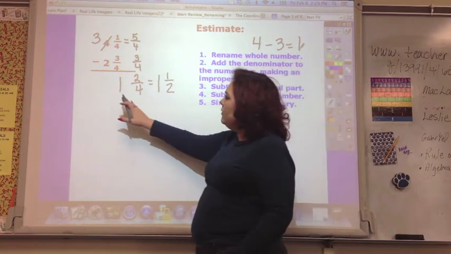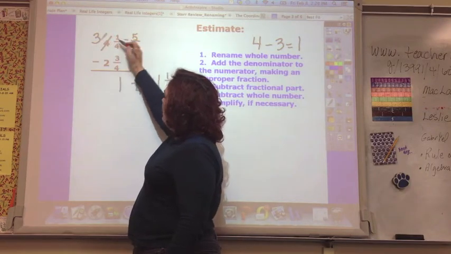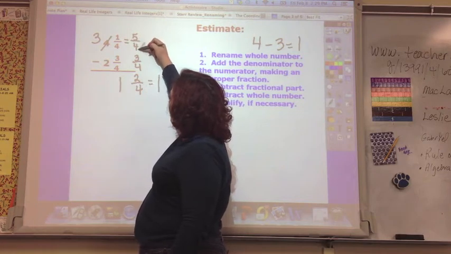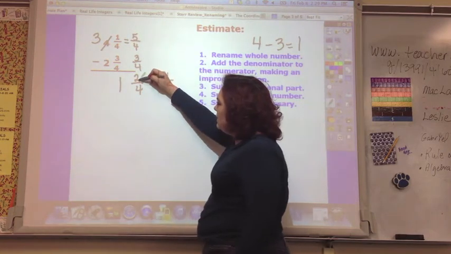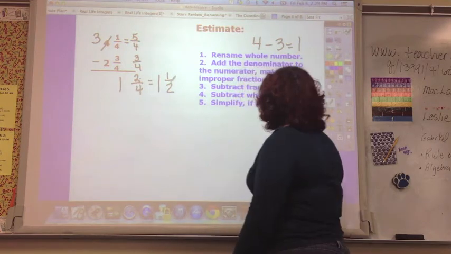So make sure that you take 1 from here and then add this up. 4 plus 1 equals 5, 5/4. 5 minus 3 is 2. My 4s come down, and then I simplify.